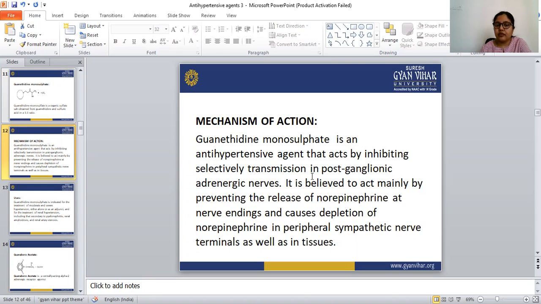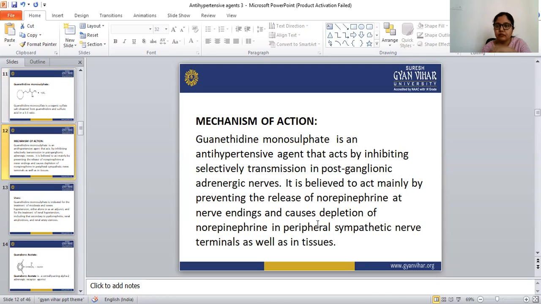norepinephrine at nerve endings. It is believed, so it is not confirmed how guanethidine monosulfate works. It is believed to act mainly by preventing the release of norepinephrine at the nerve endings, and it causes depletion of norepinephrine in peripheral sympathetic nerve terminals as well as the tissues.